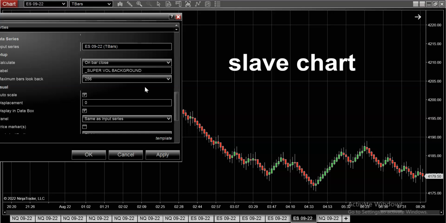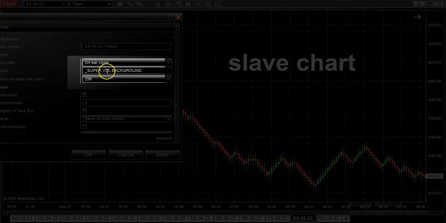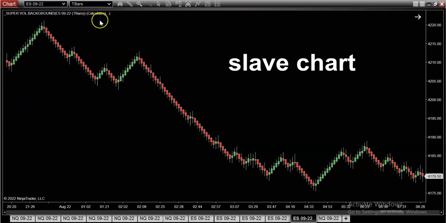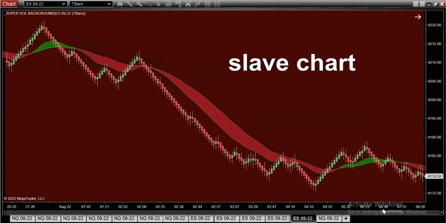In fact, watch this. All right, I've loaded it up onto the chart. All you customers that have purchased this add-on, this is the name of it. You're going to find this in your indicator list. It's called Super Vol Background. Just slap it onto the chart and hit OK.